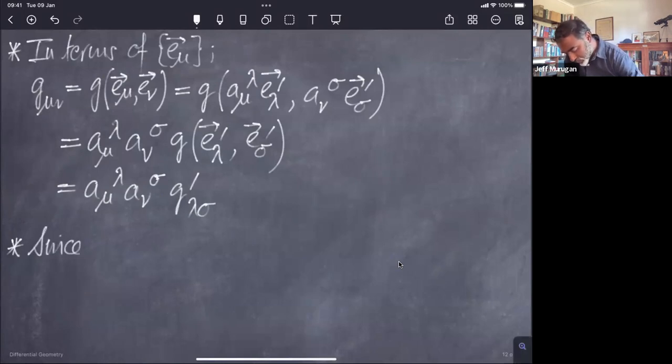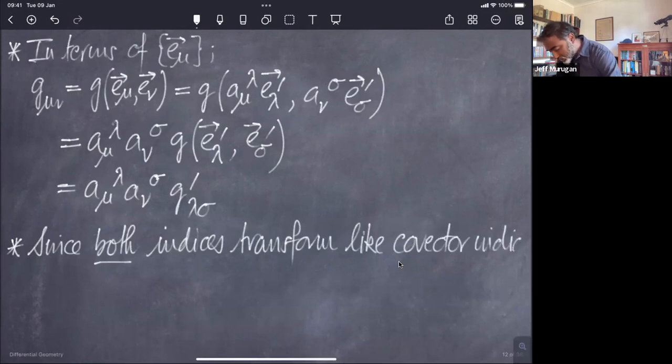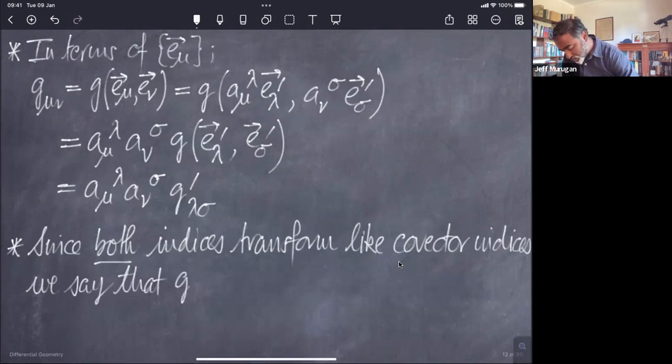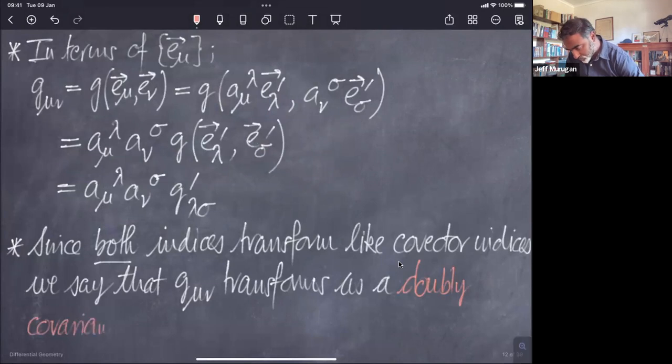So since both indices transform like covector indices, we'll say that G mu nu transforms as a doubly covariant tensor. Yeah, that's just a definition.